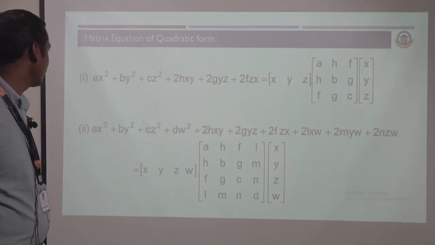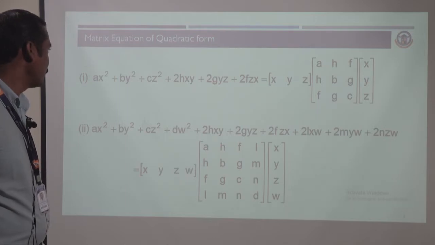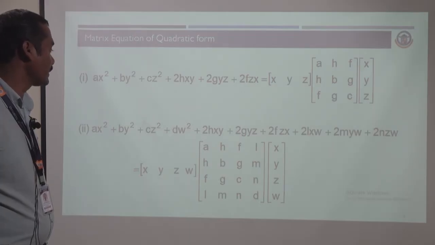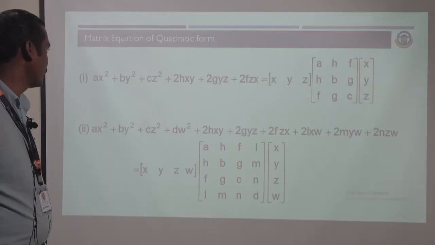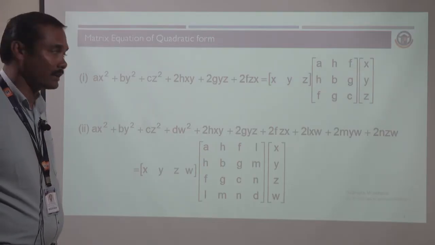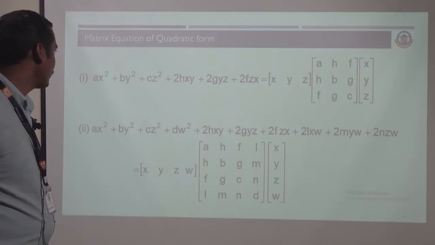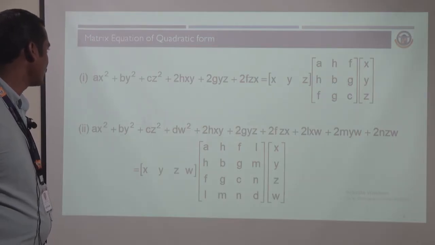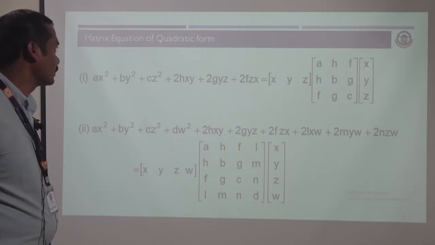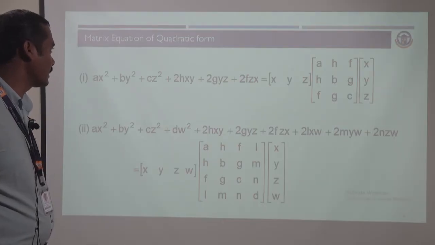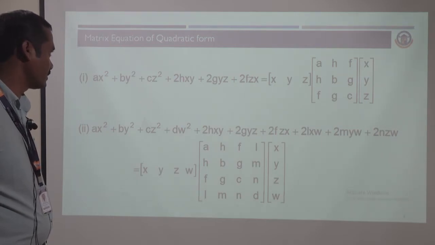So, here consider the quadratic equation ax square plus by square plus cz square plus 2hxy plus 2gyz plus 2fzx, equivalent to the row vector, variable vector x y z, then matrix A, the symmetric matrix. The first row entries are the x square coefficient a, and the second entry is the xy coefficient divided by 2. Here the xy coefficient is 2h, which divided by 2 is h, and the third entry is the coefficient of x and z, that is 2f divided by 2.